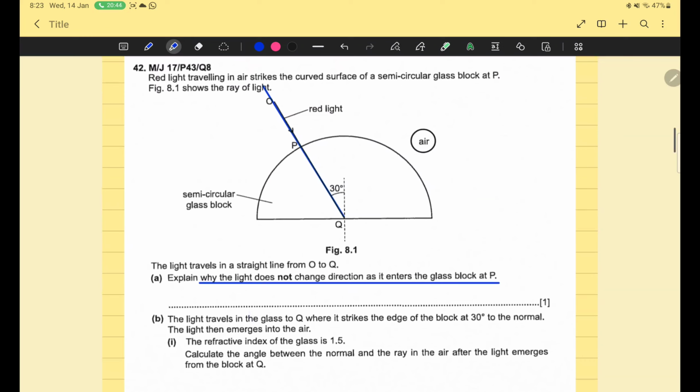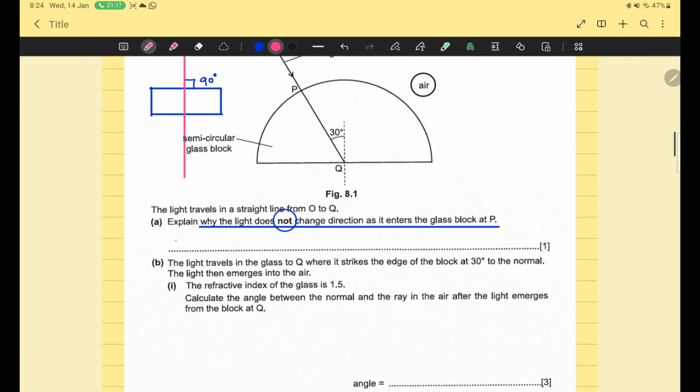But Nevia, can you answer me why the light is not changing its direction? Nevia, I have taught you earlier. Nevia, do you know? The reason is, sir, whenever a light ray is incident on a boundary at 90 degrees, there is no change in direction.